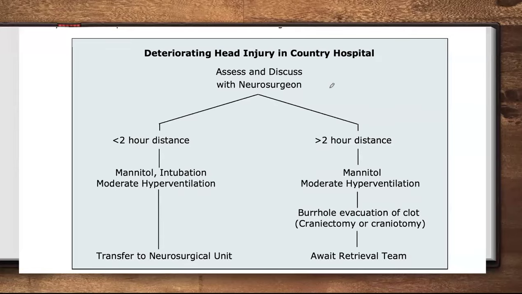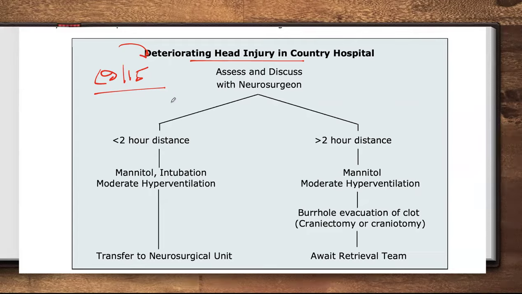Now, the main thing in here is we have got a patient with deteriorating head injury in a country hospital or rural hospital. How do we know it is a deteriorating one? Any patients whose GCS is less than 9 by 15, they are definitely in a serious condition. Because less than 9 means that they can't protect their airway by themselves. We have to intubate them straight away.